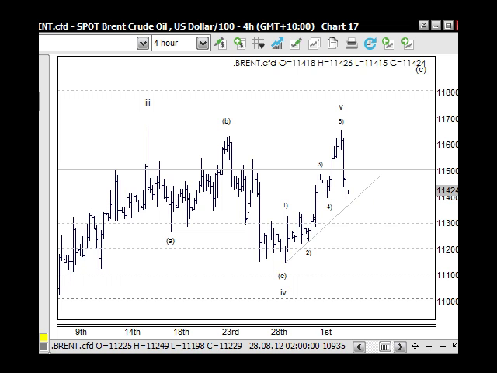So that's about it for the commodities. Let's have a look at the currencies.